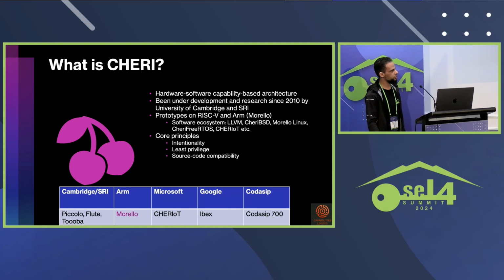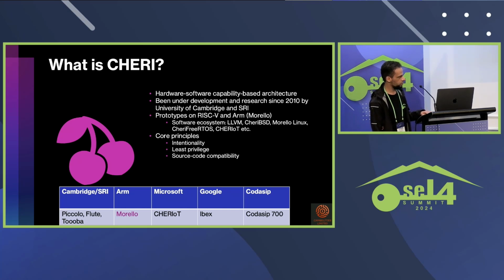From ARM, as you know, we have Morello, which is the first ASIC prototype of CHERI. And from Microsoft, there's CHERIoT, and this is basically an IoT version. So this is hardware running on FPGA and software as well. The main benefit of CHERIoT is that it is designed and implemented from scratch with CHERI in mind. There is also the Ibex core, which is an embedded system core from Google, and the Codasip 700 family is also going to include CHERI support.